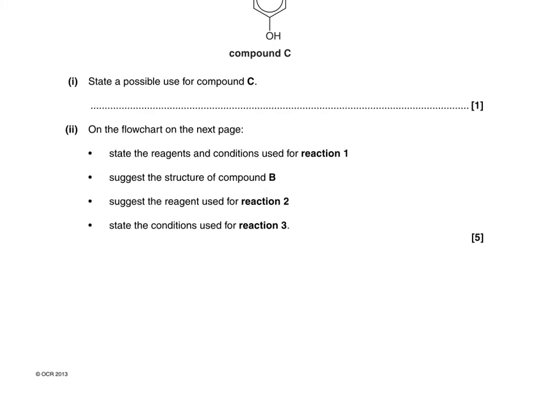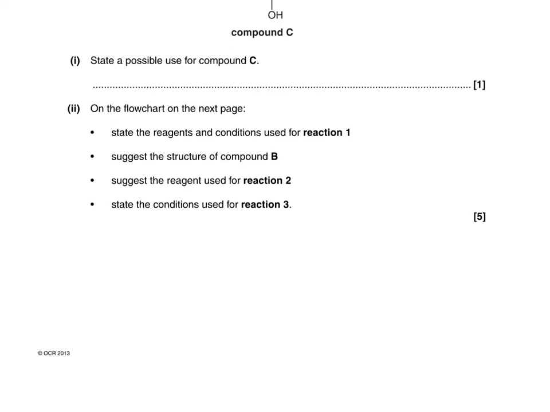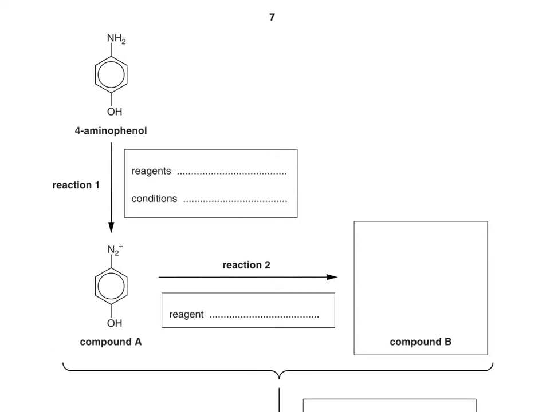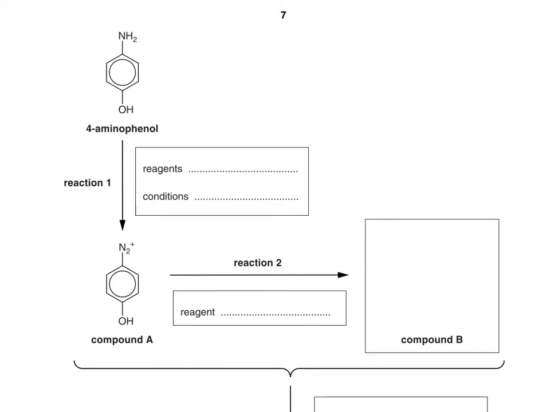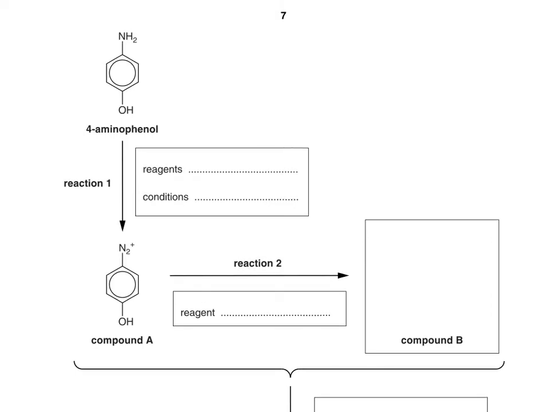Okay, on the flowchart on the next page, we want the reagents and conditions for reaction 1, the structure for B, the reagents for 2, and conditions for 3. So there's quite a few bits. I'll go straight on to the next page. Right, so reaction 1. These ones are straight memory, I'm afraid. You need to learn your reaction mechanisms. To go from an amino to an azo dye, so this little group here, you're probably more likely to remember seeing it like this.